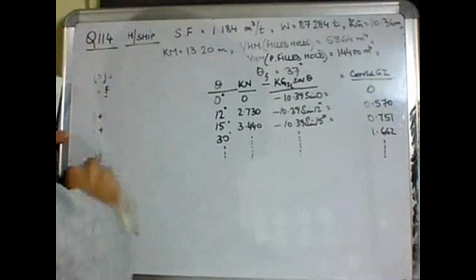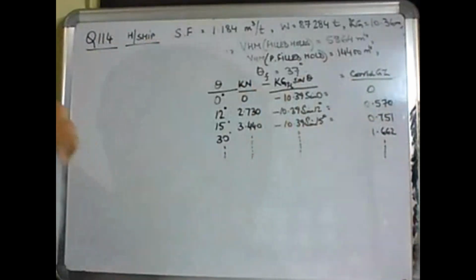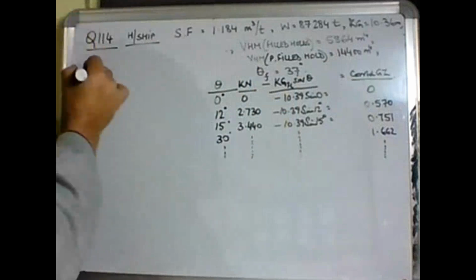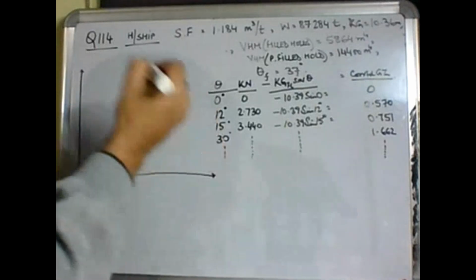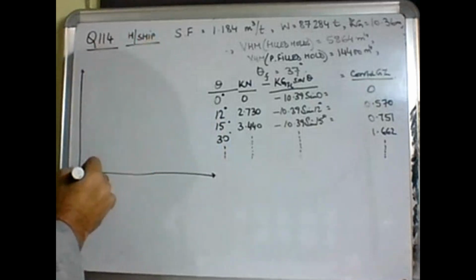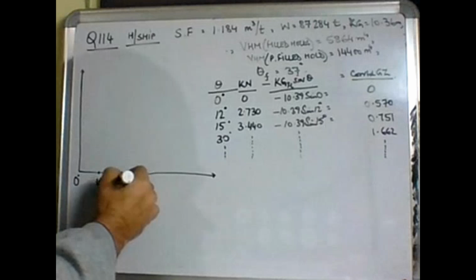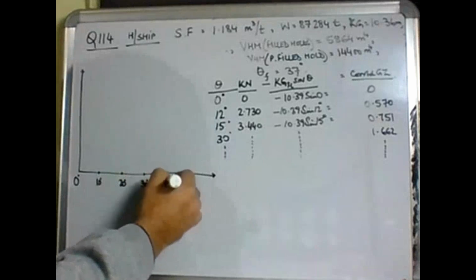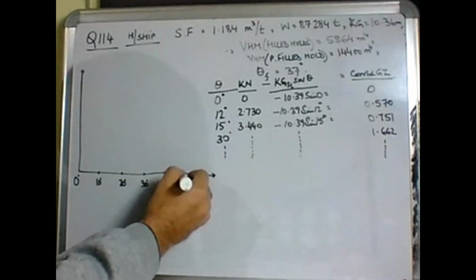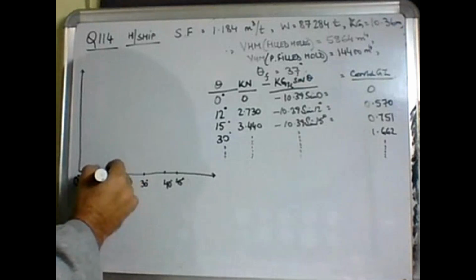After this you will make the GZ curve and plot it. So now you will plot theta against corrected GZ. So you have done the plotting: 0 degrees, 10 degrees, 20 degrees, 30 degrees, 40 degrees, this is 45 degrees, and between 10 and 20 is 15 degrees, and between 10 and 15 is 12 degrees.